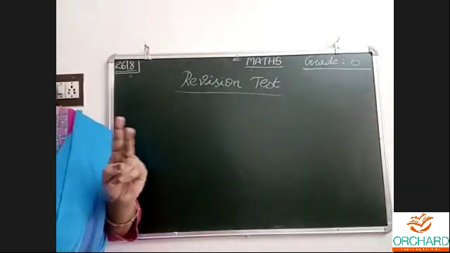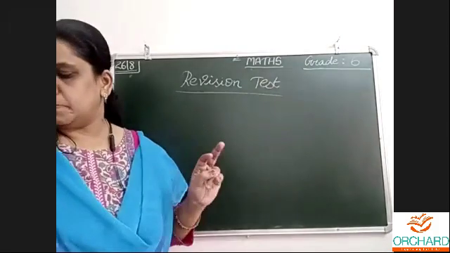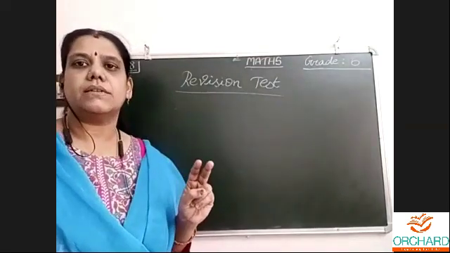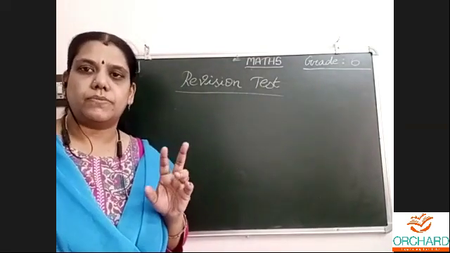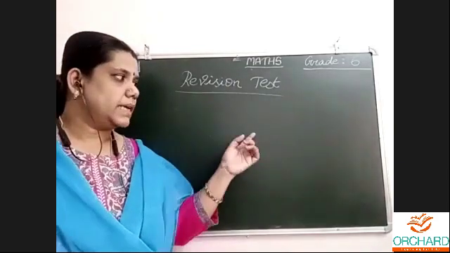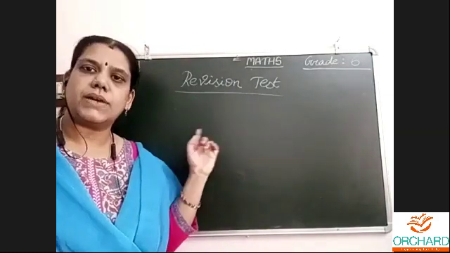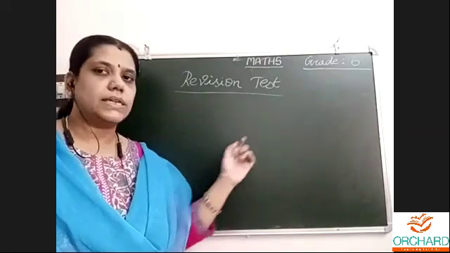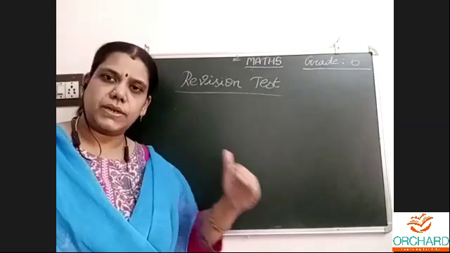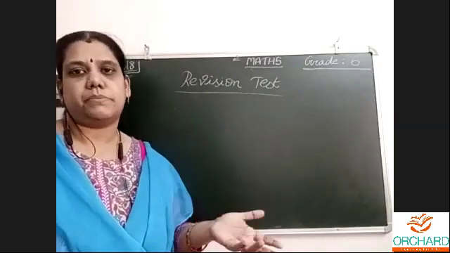About co-prime and twin prime. Twin primes: two prime numbers that differ by 2. For example, 3 and 5, 5 and 7. 3 and 5, the difference 5 minus 3 is 2. 5 and 7, 7 minus 5 is 2. So if two prime numbers have a difference of 2, they are twin primes.